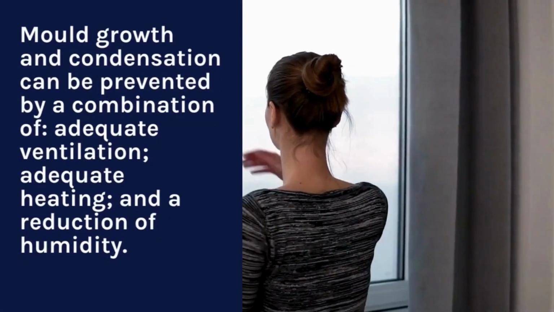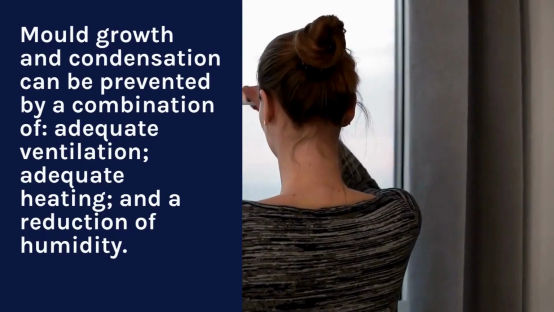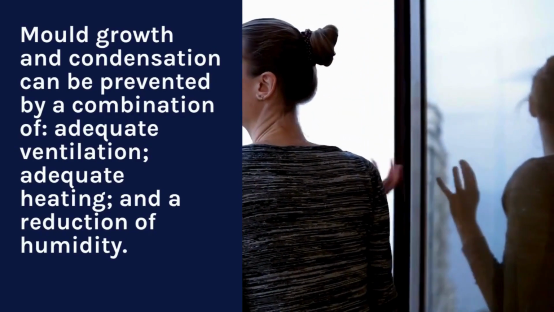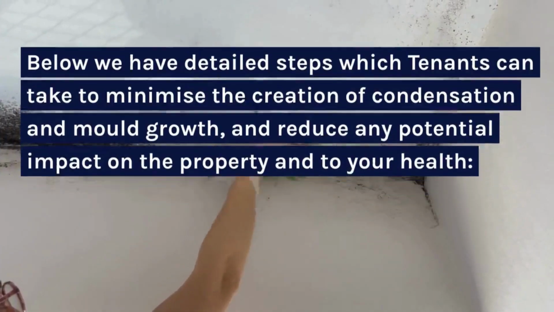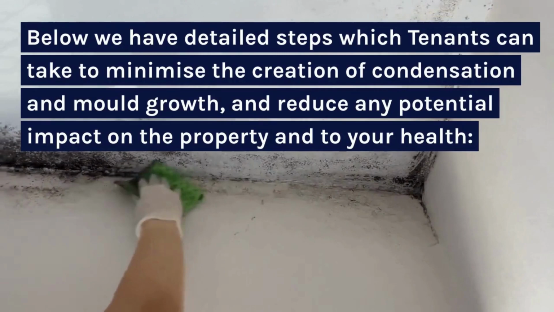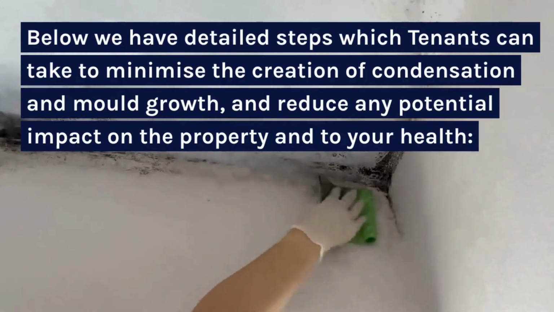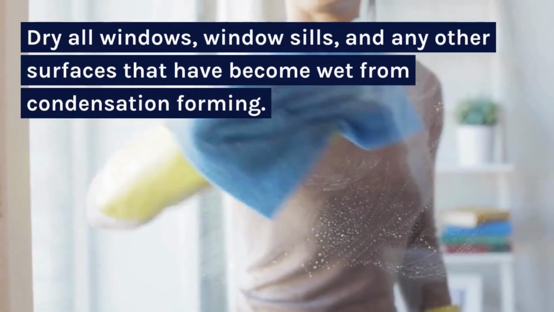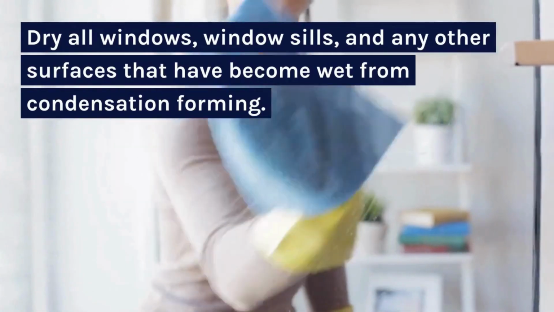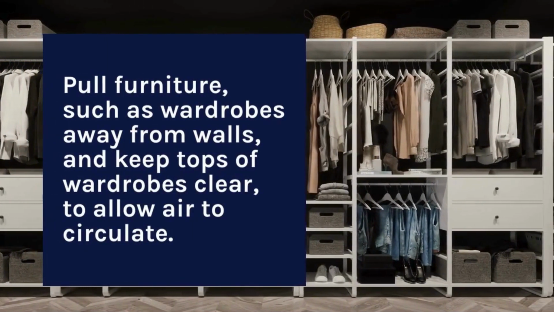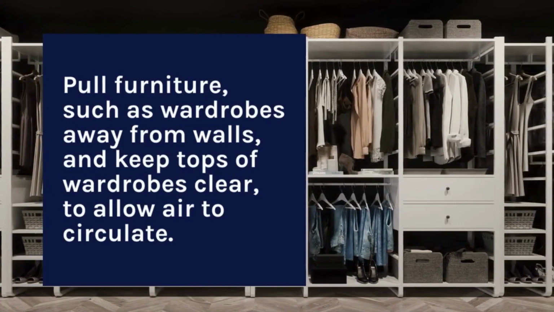Mold growth and condensation can be prevented by a combination of adequate ventilation, adequate heating, and a reduction of humidity. Below we have detailed steps which tenants can take to minimize the creation of condensation and mold growth, and reduce any potential impact on the property and to your health. Dry all windows, window sills, and any other surfaces that have become wet from condensation forming.